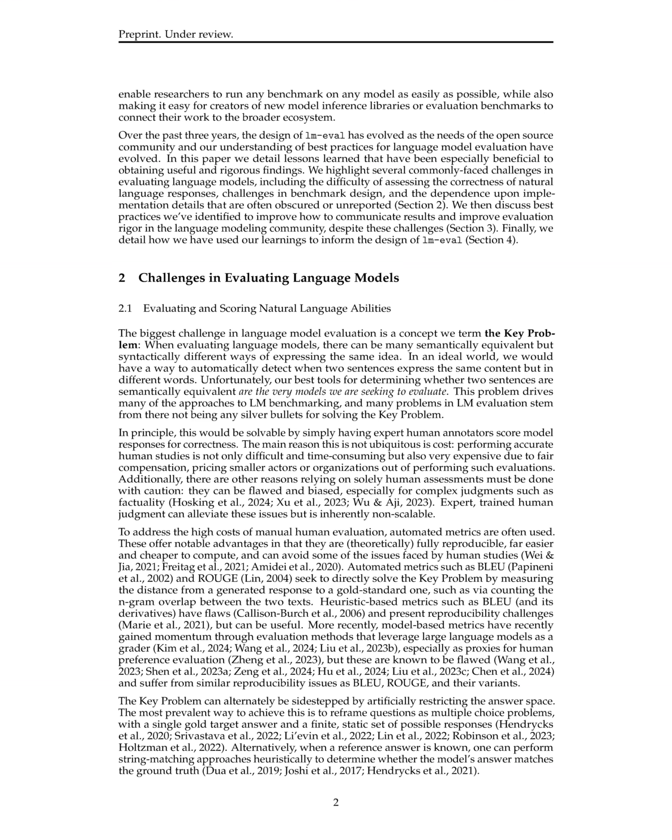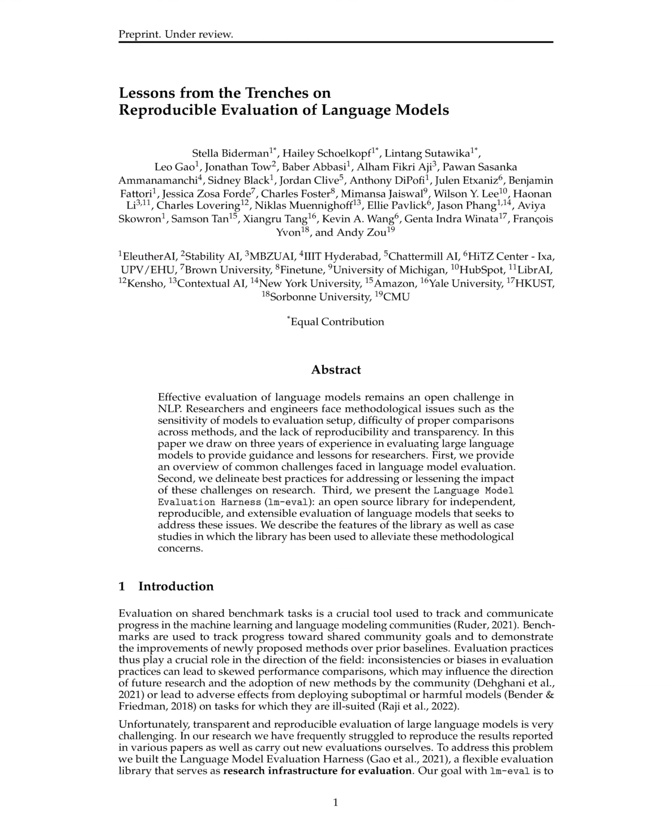BLEU and ROUGE directly tackle the key problem by measuring the distance between a generated response and a gold standard one, typically through n-gram overlap. Despite their flaws and reproducibility challenges, these metrics provide a standardized way to quantitatively assess the performance of language models.